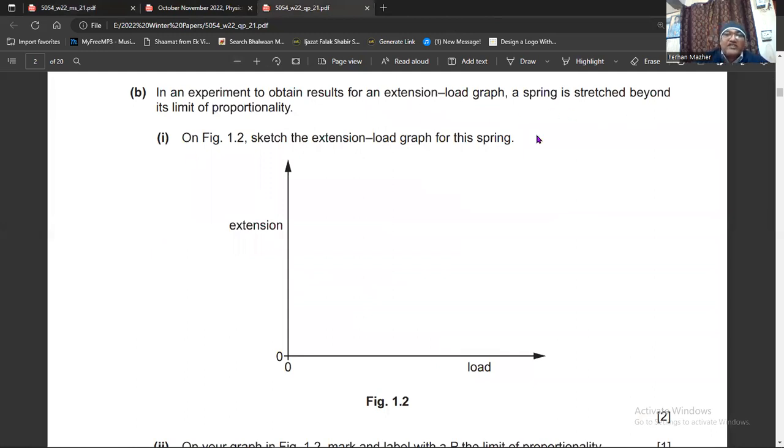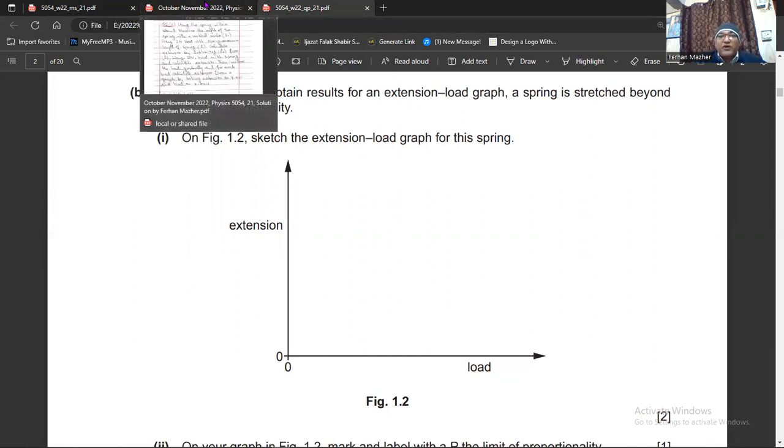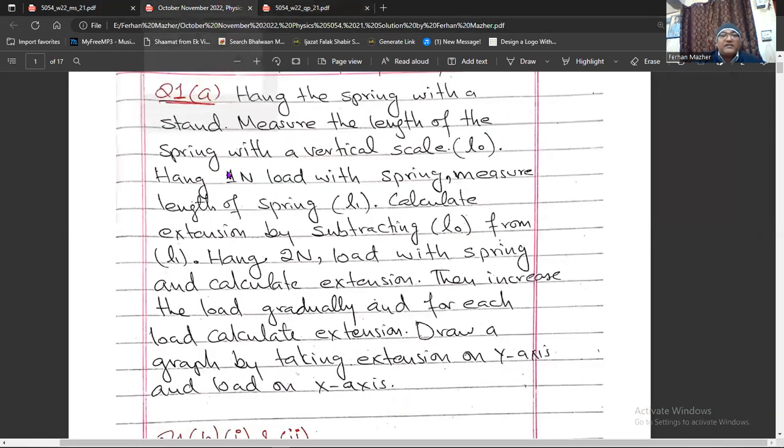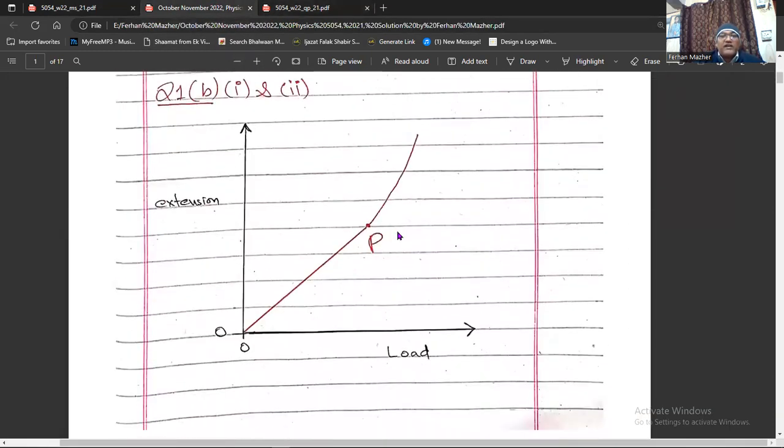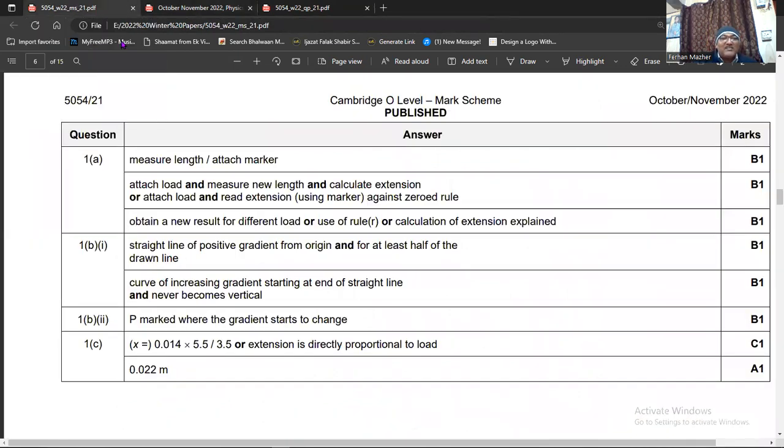So they have stretched it beyond its limit of proportionality. Up to the limit of proportionality, the graph will be a straight line with a positive gradient, and after you cross the limit of proportionality, the graph will curve upward. Let me show you. Here is the solution. This is the point of proportionality. Up to this point, the graph is a straight line between extension and load, which means they are directly proportional to each other. After the limit of proportionality, the graph will curve upward, which means the extension has become easier. Extension and load are no more directly proportional to each other.